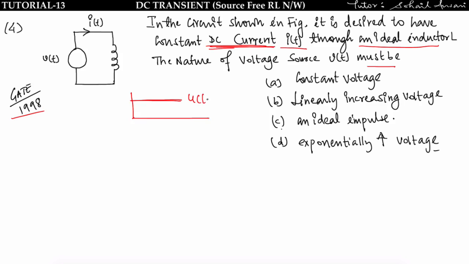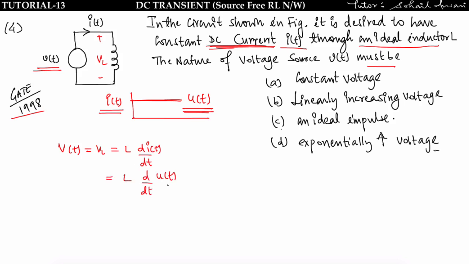This is nothing but a unit step function. We have to give the supply such that IT will be a unit step function. So this Vt is connected in parallel with the inductor, so Vt is equal to VL, which is L di by dt. We know that it must be a unit step function, so L d by dt of u of t, and we know that the differentiation of the unit step function is nothing but delta t. So if we give an impulse voltage, then we will get a unit step, that is the constant DC current. So option C is correct.